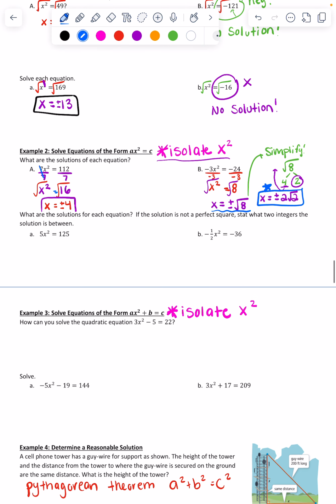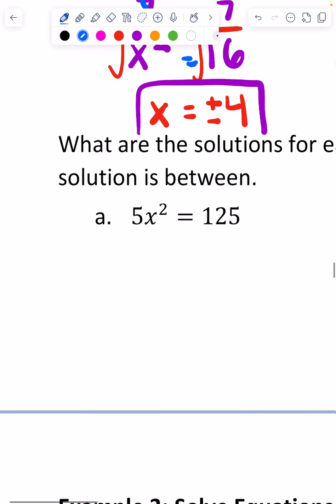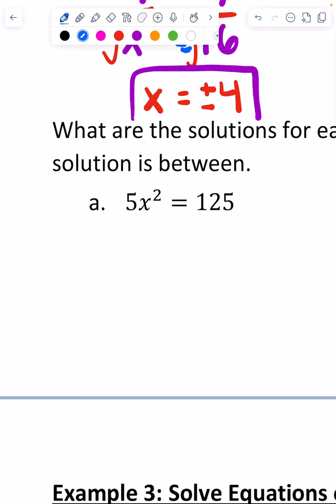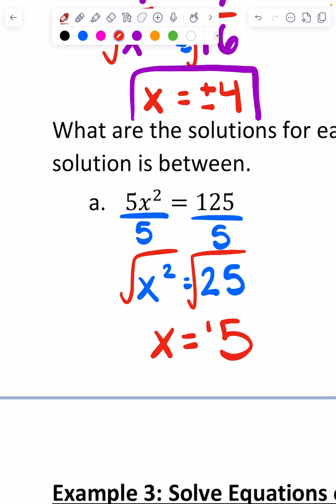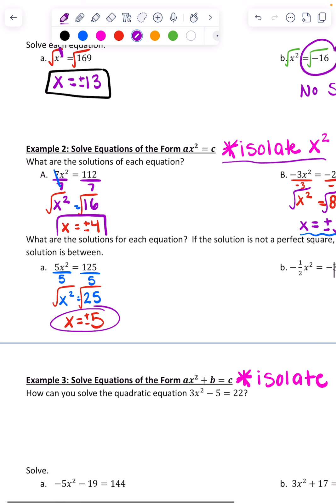Alrighty, let's go ahead and just try one more in example 2. Our goal always is to isolate x squared. In order to do that, we first have to divide out 5. And when we do, we are left with x squared equals 25. All right, take the square root. We know that 25 is a perfect square. We love when this happens. It's definitely positive 5, but negative 5 would also be an answer here as well. X equals plus or minus 5.